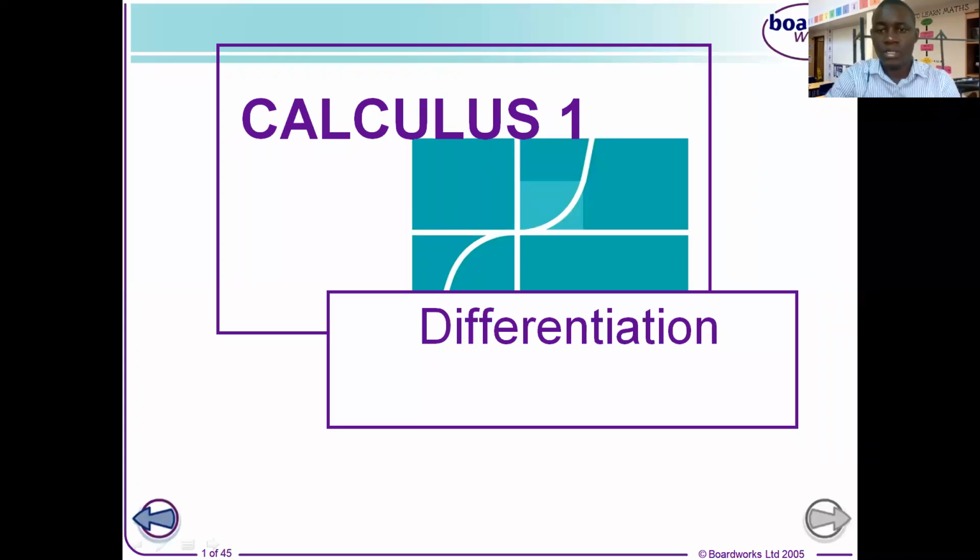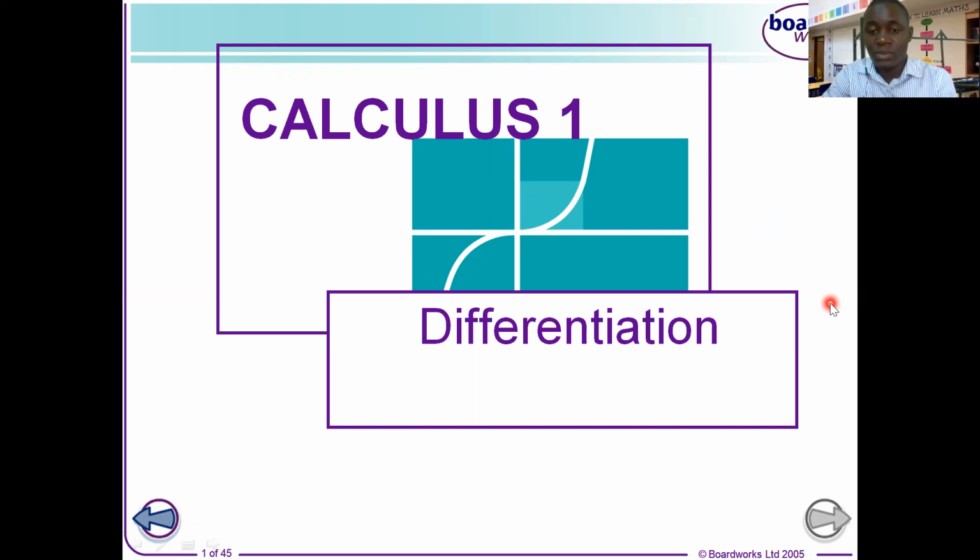Good day all. We are looking at calculus, and under calculus we have two aspects, which are differentiation and integration. But we will be taking a look at differentiation, and then we'll move on to integration later on. Differentiation means, or talks about, rates of change.